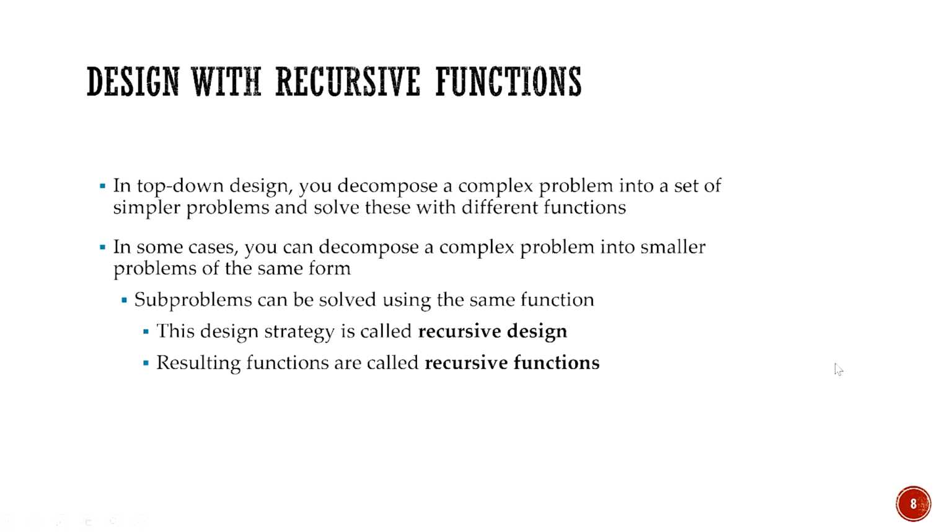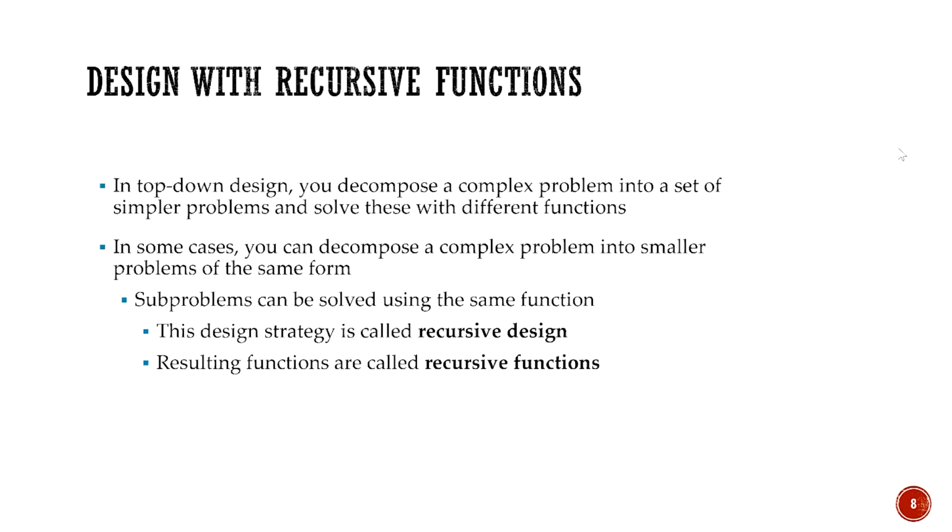Now, there are different design strategies for your code. One of the most commonly used is a top-down strategy. In top-down design, you decompose a complex problem into a set of simpler problems and solve this with different functions. So we assign a function to subproblems. In some cases, you can decompose a complex problem into smaller problems of the same form. Okay. Then subproblems can be solved using the same function.